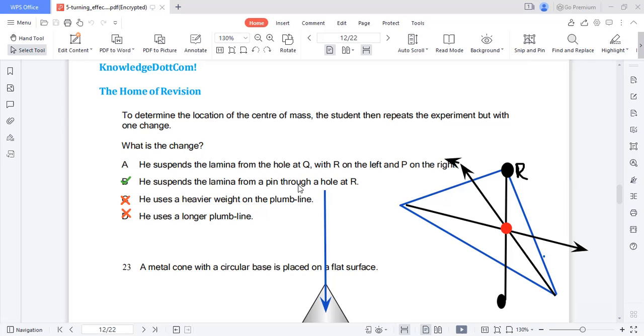He suspends the lamina from a pin through a hole at R. So you can change it like this. So to find out the center of mass, you can suspend this card from each of the corners. Then you can find out the line for each one. Then the point where these cross each other, that would be the center of mass.